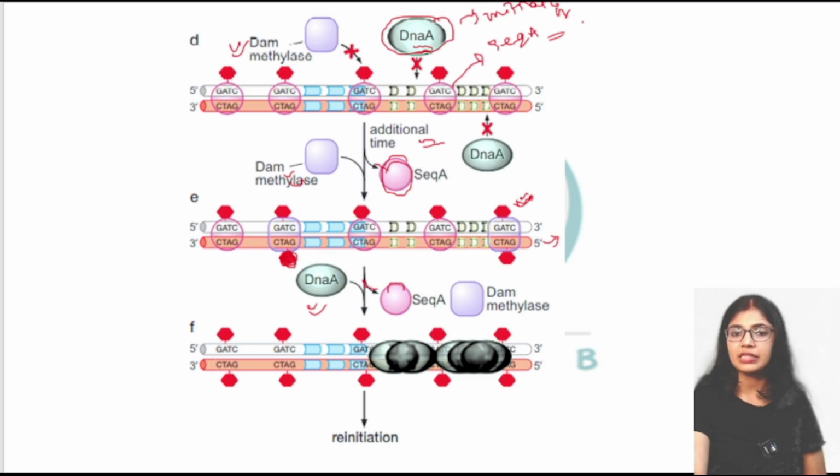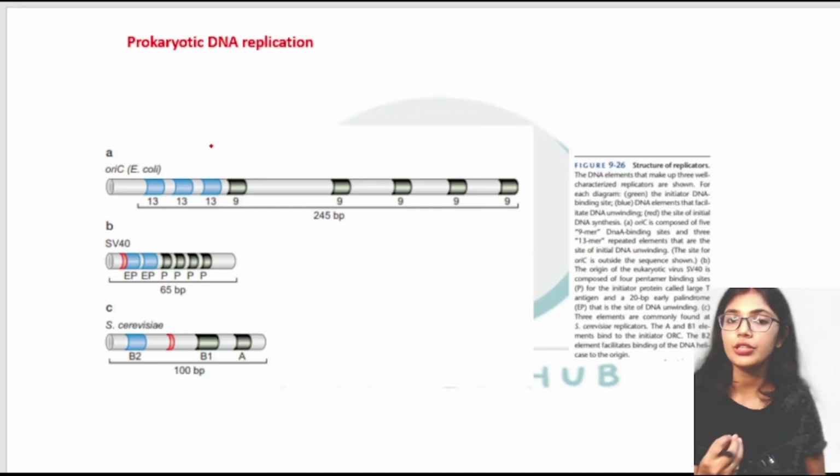DNA methylase is coming and binding in this region, one by one, and DnaA is binding continuously, and the methylation and the DNA replication take place. Let us see how this DNA replication is taking place in the case of prokaryotes.